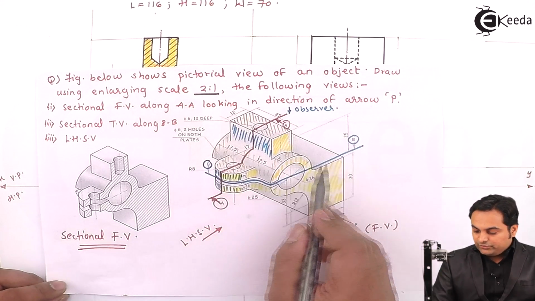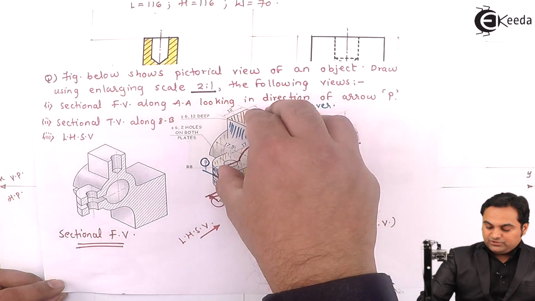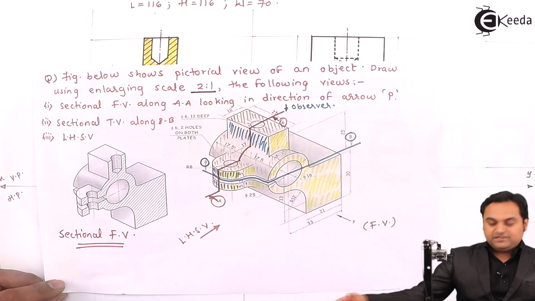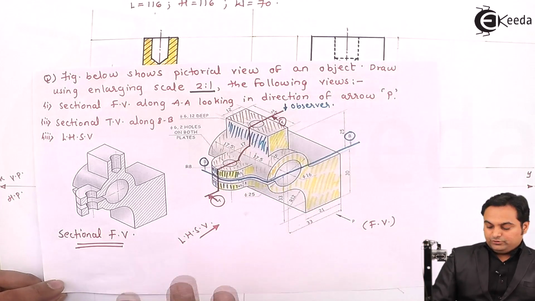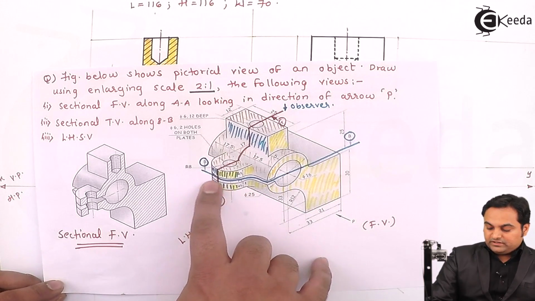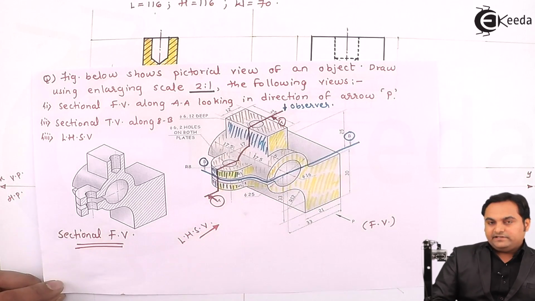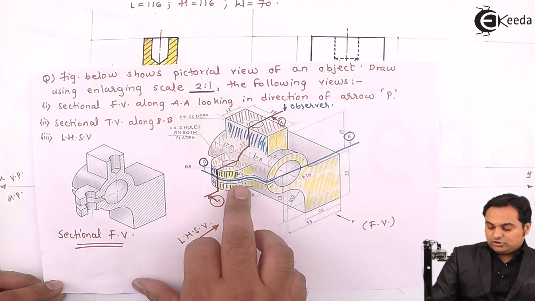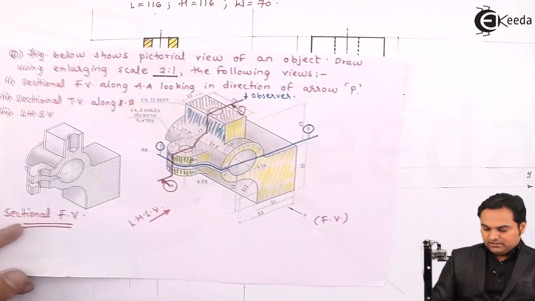So this line is going to cut the object, and when we are looking from top, the part which is in front of me has to be removed, and whatever remains, that I'm going to draw. Now when I see here, when the cutting plane is passing through this gap, here the plate is retained, it remains as it is, not being cut. So this plate will be made dark.